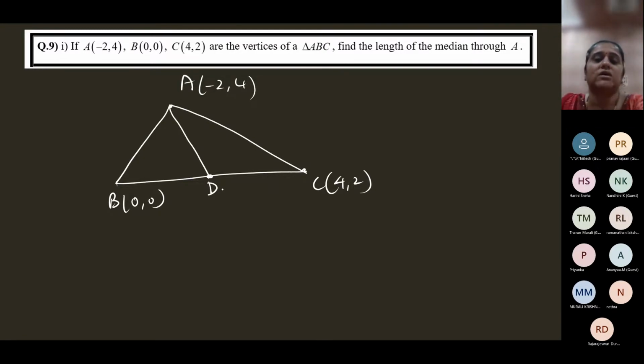Distance formula: square root of (x2 minus x1) the whole square plus (y2 minus y1) the whole square, that is, the difference between the abscissae squared plus the difference between the ordinates squared. That's all. Do it and tell me.